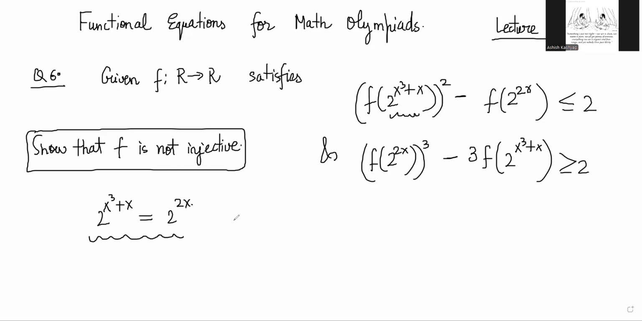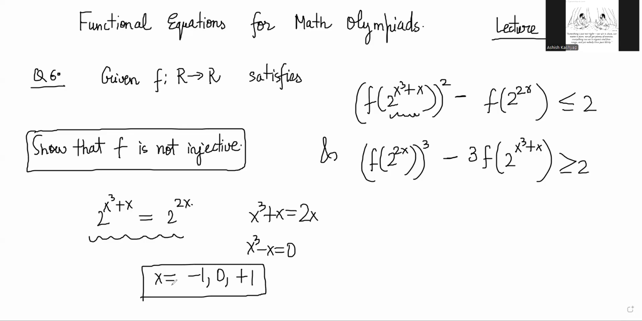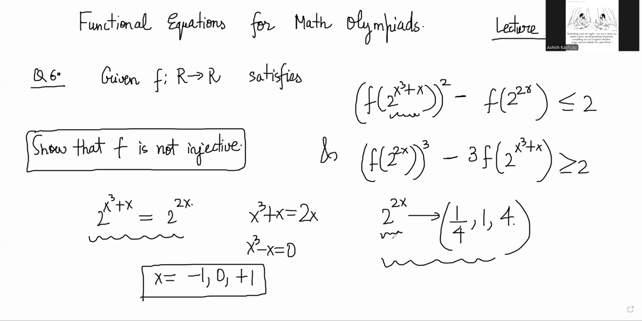So basically this is x^3 + x = 2x, and x^3 - x = 0. So obviously x can be -1, 0 and +1, right? And whenever x is -1, 0 and +1, the values of the input 2^(2x) can be 1/4, 1 and 4, right? So these are the three different values of the argument that is sent as an input to the function 2^(2x), and the values of x at which it happens are -1, 0 and 1. So let's call these values u, v and w.